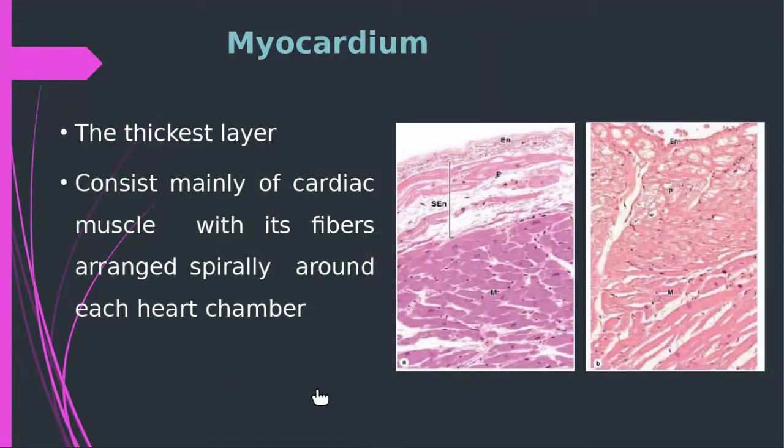Now what is myocardium? As the name suggests, it's the middle layer. Myocardium is the thickest layer, consisting mainly of cardiac muscle with its fibers arranged spirally around each heart muscle. So see, this is your myocardium. If you remember our muscle tissue lecture, there were all these myocardial cells. So it basically consists of cardiac muscle cells, which are arranged spirally. Can you see these arrangements? These all are arranged spirally. Okay, so these all things would be there.